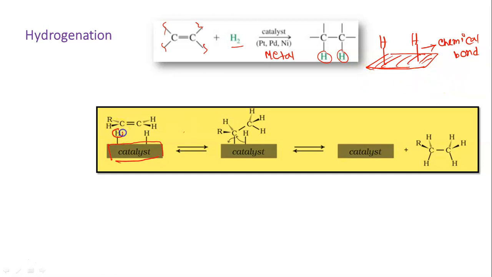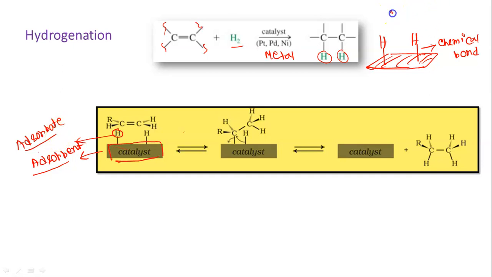So here this hydrogen is the adsorbate, and the metal surface is the adsorbent. That is the surface, the substance on which adsorbate molecules are attached, that is adsorbent, and the substance that is attached on the surface of adsorbent is known as adsorbate. So here hydrogen is adsorbate.